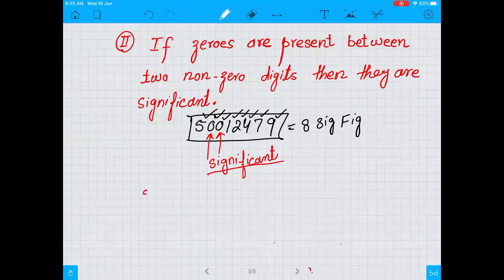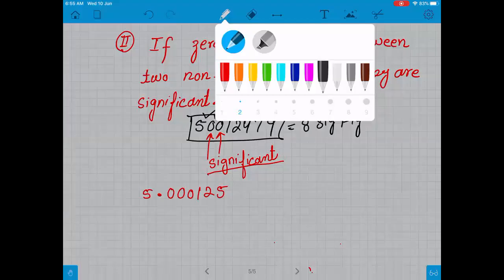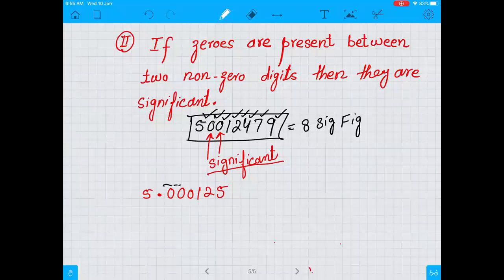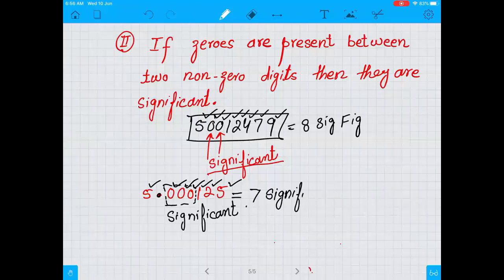You have a number 5.000125. Now what about these zeros? You see, these three zeros appear between non-zero digits. So these three zeros are significant. Whenever you have zeros which are between non-zero digits, they're always significant. And as a result, how many significant figures are there in this number? 1, 2, 3, 4, 5, 6, 7. So the given number has 7 significant figures in it. So the zeros are significant. So when you have zeros between two non-zero digits, they are significant.